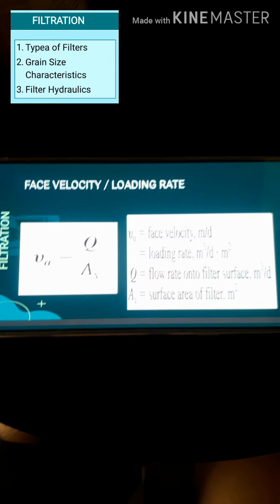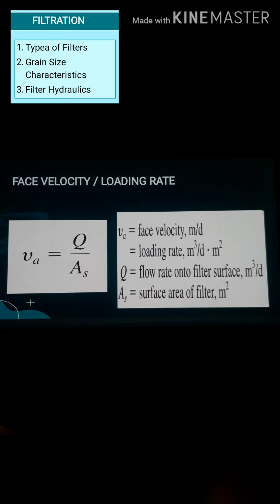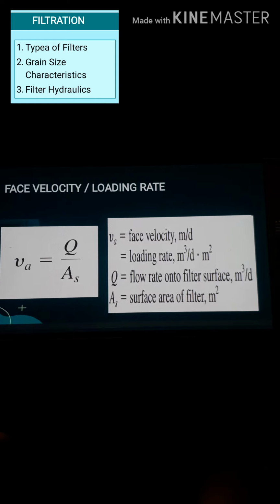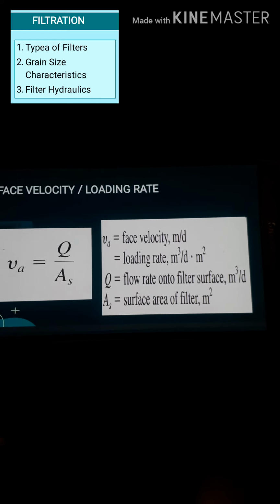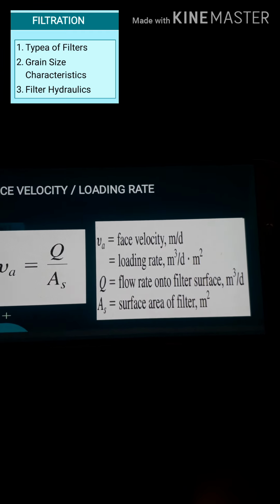For our face velocity and loading rate, V_a is equal to Q over A_s, where V_a is the face velocity, which can be the loading rate, Q is the flow rate into the filter surface, and A_s is the surface area of the filter.